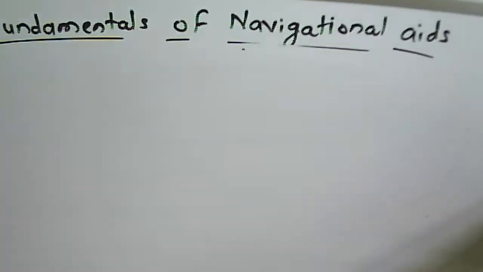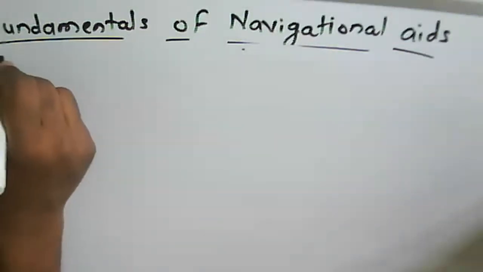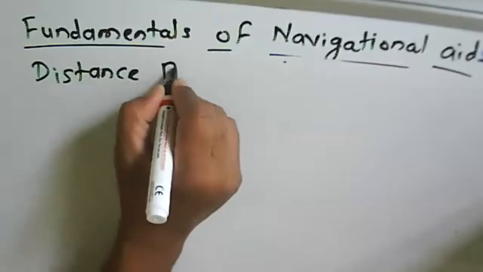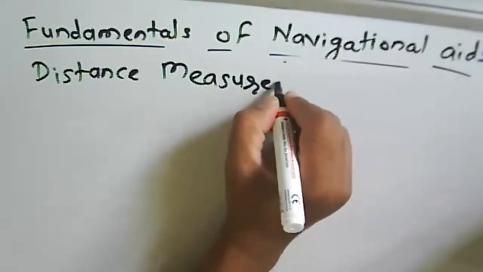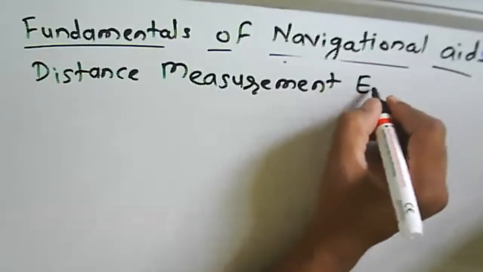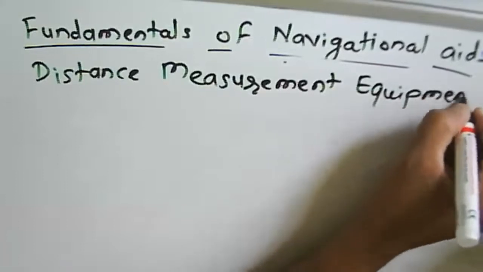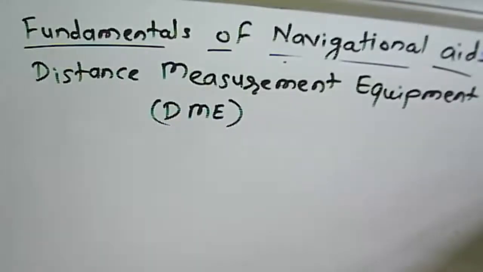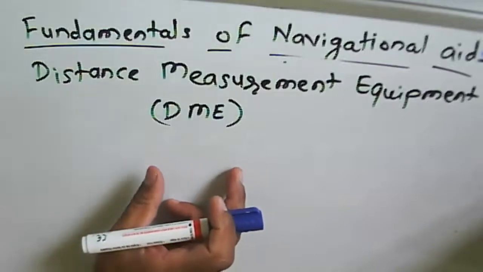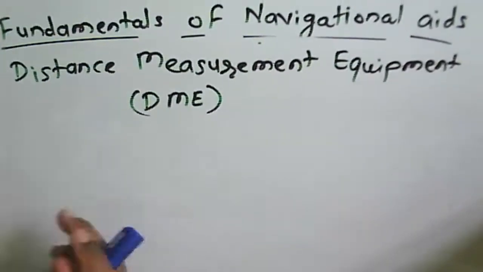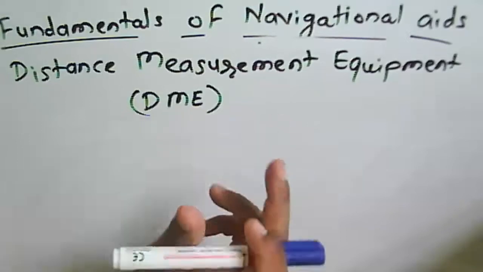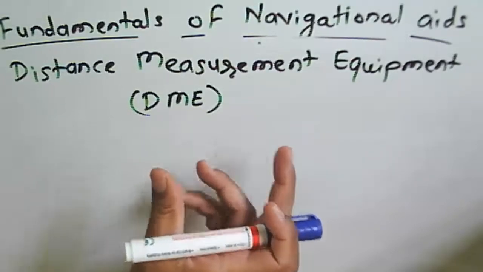Next, for the navigational system, we consider the distance measurement equipment, which we can call DME. This is another system we consider, about distance measurement. ILS is useful for navigation, and again the distance measurement equipment is useful for the aircraft navigation system, or we can say for aircraft landing likewise.